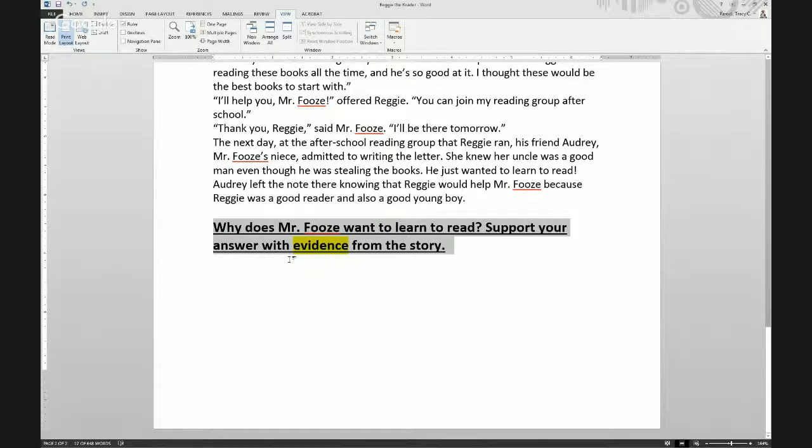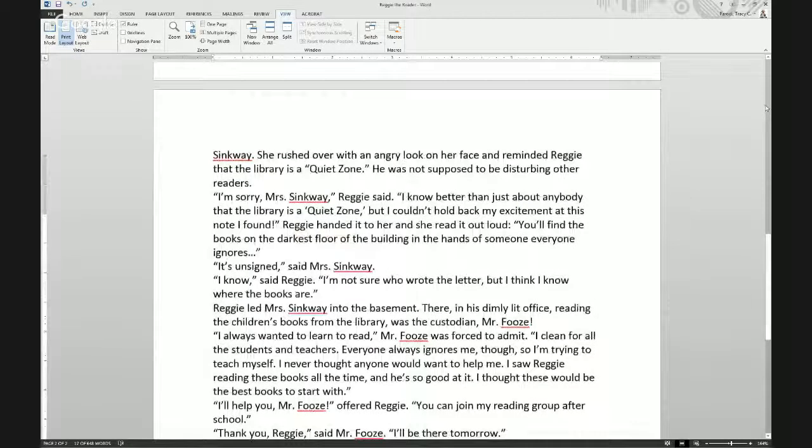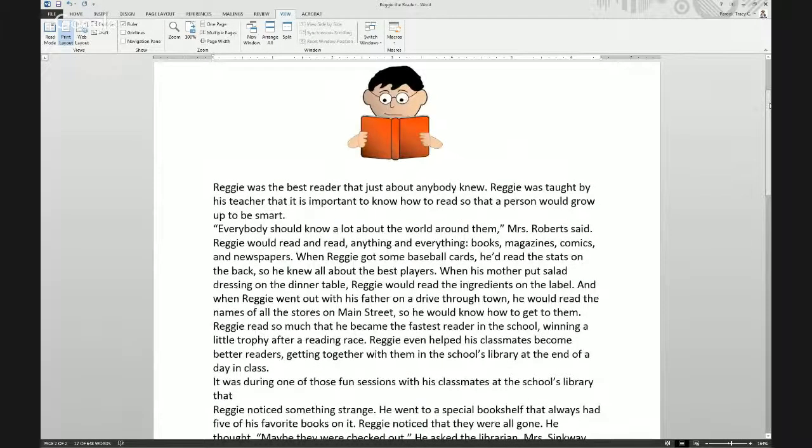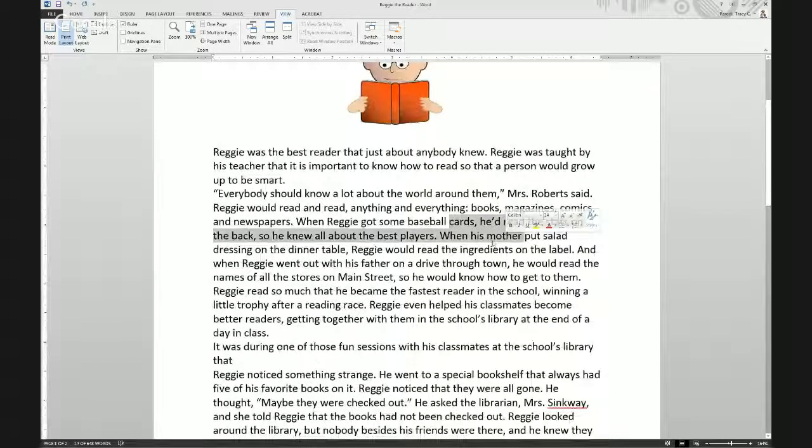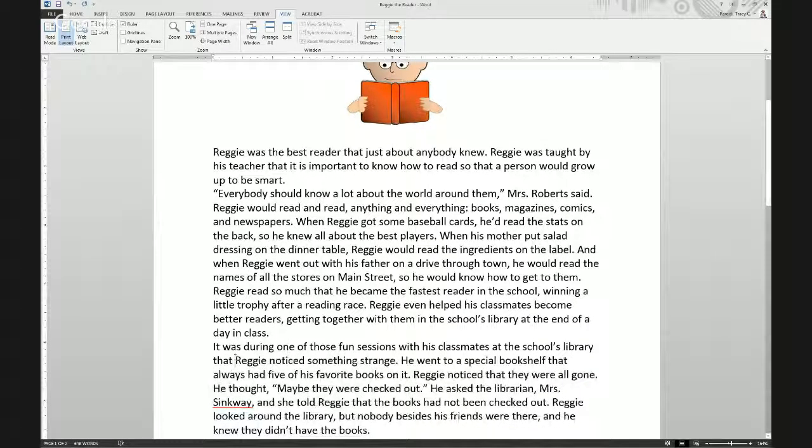First step is to read the questions. That was always a trick my teachers taught me. Go to the end of the test, go to the end of the story, and read the question first. So one more time. Why does Mr. Foos want to learn to read? Okay, and as I'm going through, same as if I was really taking a test, I'm going to underline stuff. I want you to do that if you have the paper in front of you. Underline it. If you're taking the test in class, you're allowed to mark on it.